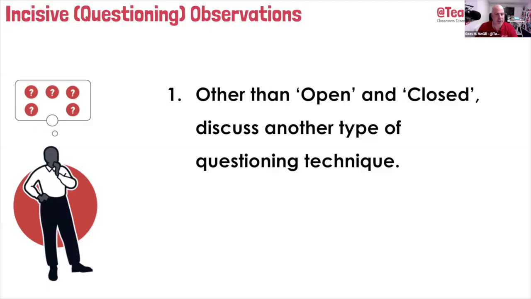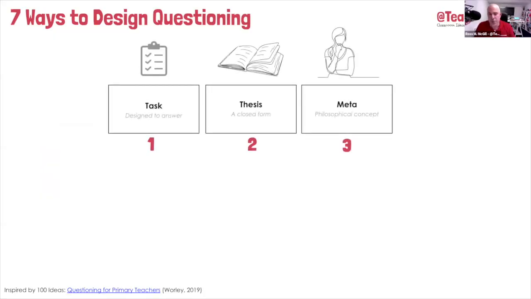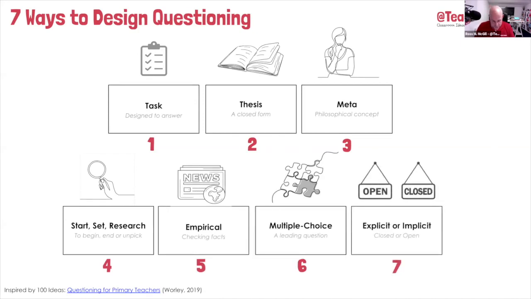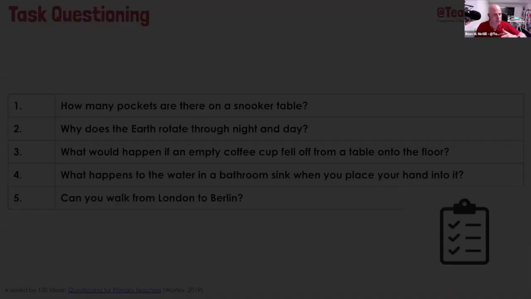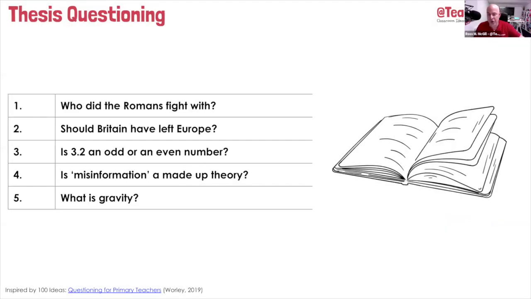If I skip this next slide here, different questioning types. So we know about open and closed questions, but there are many others that you can use. Here are just 7. And if I give you 2 or 3 examples, task questions, so questions that derive a task. So question 5, can you walk from London to Berlin? Well, you probably need a boat at some point, or not if you walked under the Eurotunnel, so you could technically walk there. A thesis, so to evoke a question, an assignment or an essay.